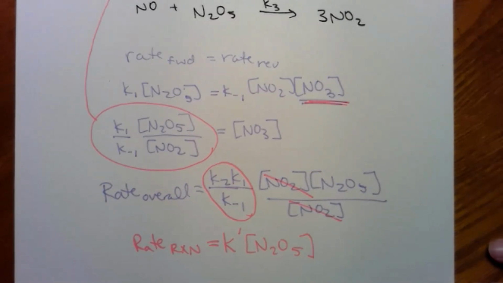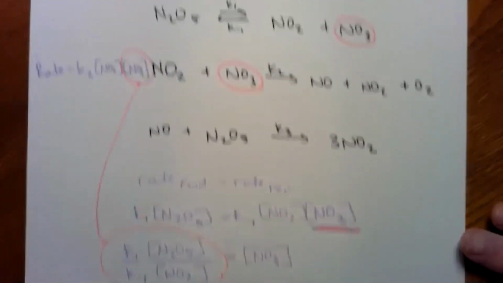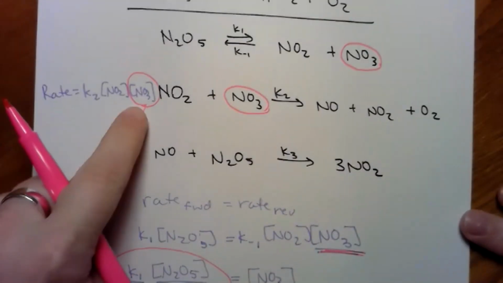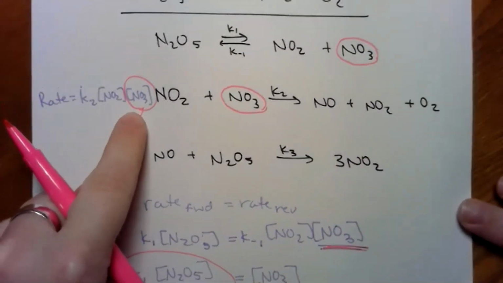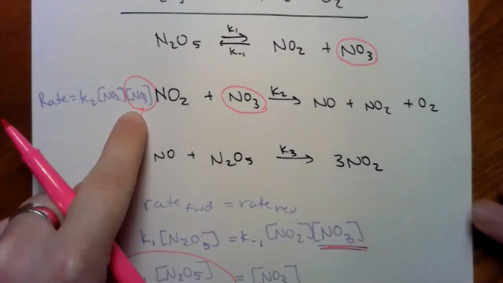What was the big reason we had to do this? The rate law for the slow step included an intermediate in the rate law, and intermediate concentrations cannot be measured.